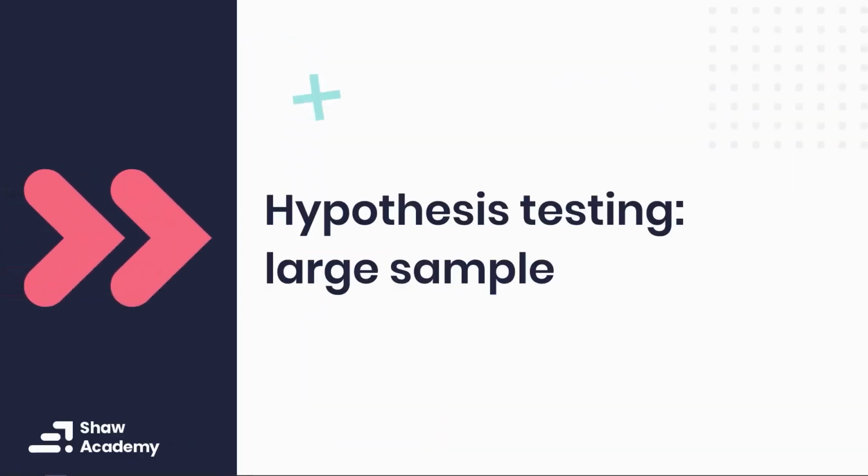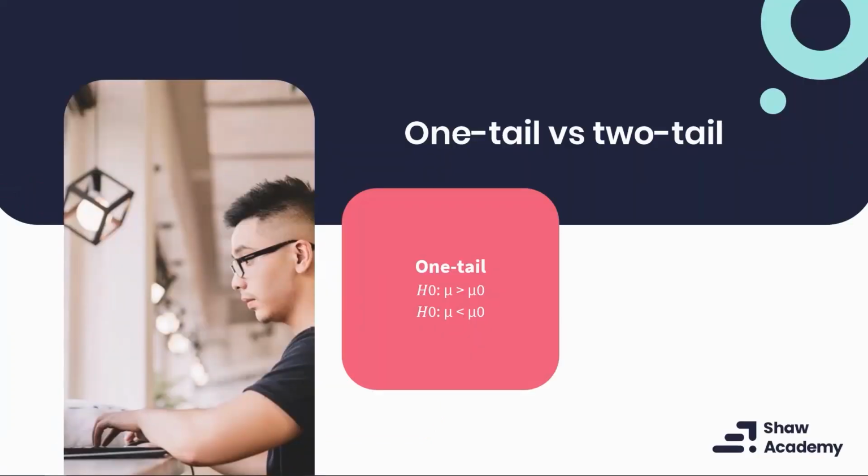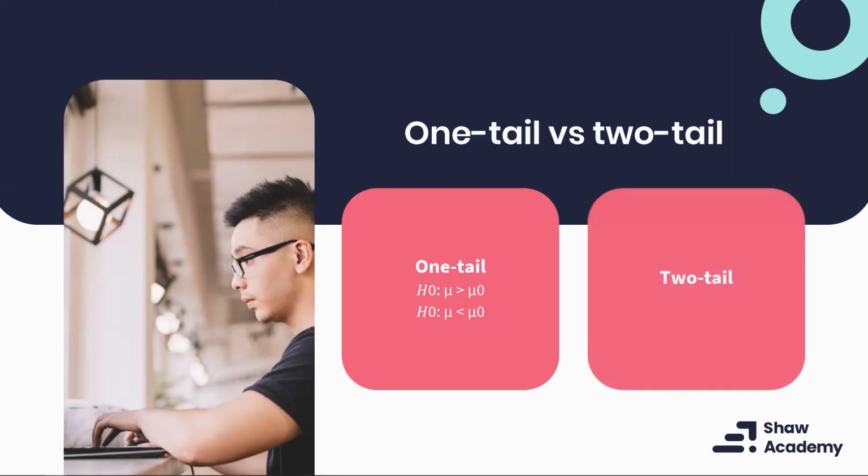Let's explore the topic of large sample hypothesis testing by adding some more tools to our hypothesis testing toolkit. In contrast, if our hypothesis states that two groups differ but does not indicate direction, that is, which is greater, we're dealing with a two-tailed test, and the rejection region is located in both tails of the sampling distribution.